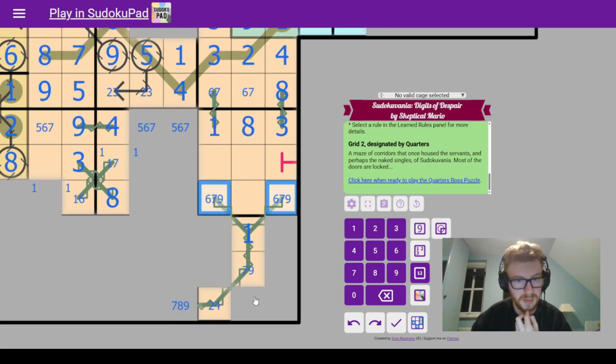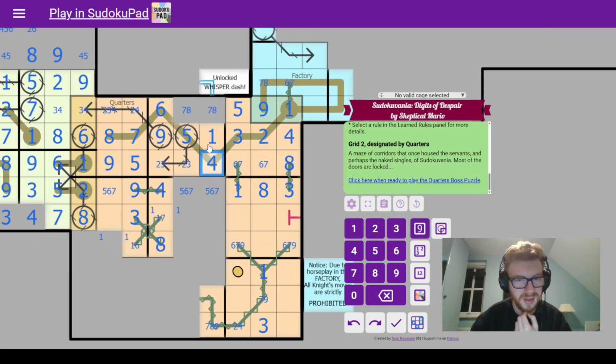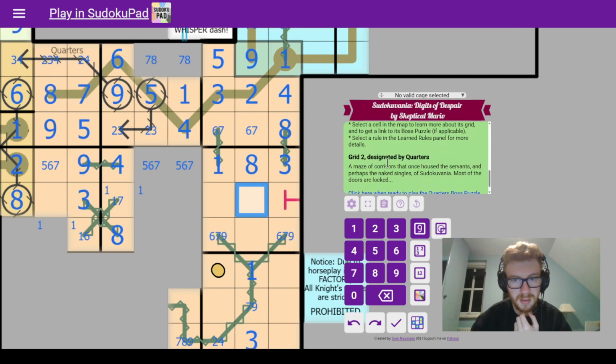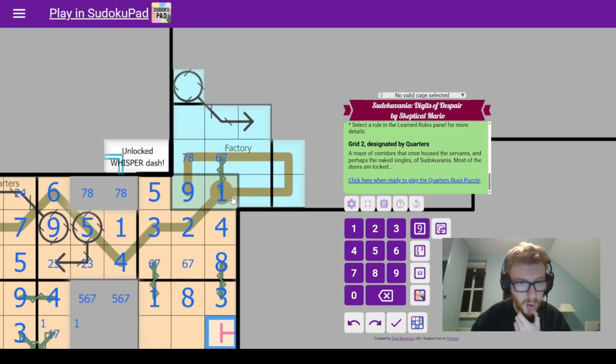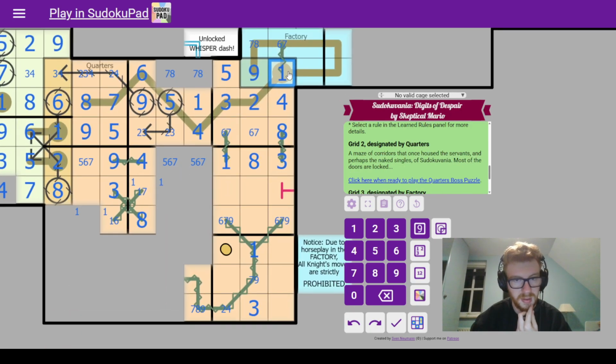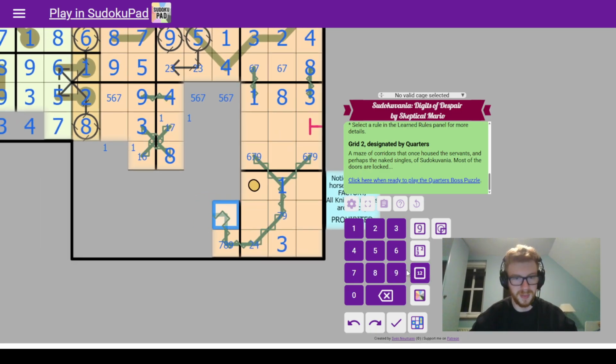Is this all we're going to have? Oh, that's a 3. Due to horseplay in the factory, all knight's moves are strictly prohibited. It's a knight's move puzzle in the factory. Oh, that has influence on this. I have been looking at this, but okay. I am going to continue a bit with this because I kind of want to continue to the boss puzzle as well.